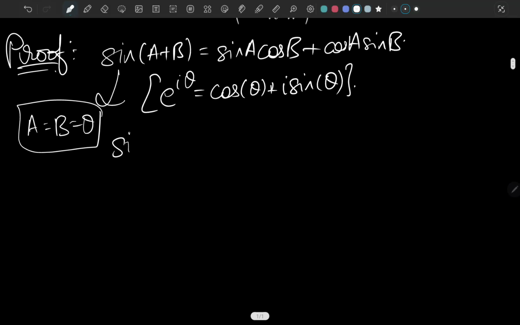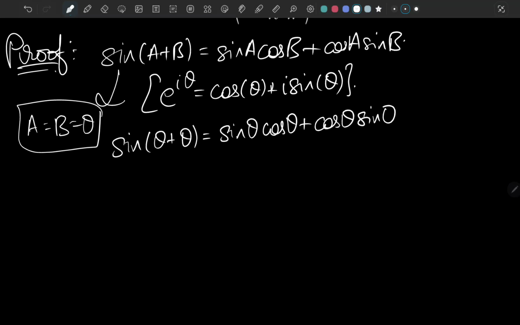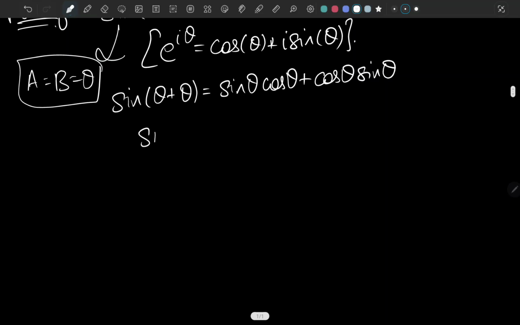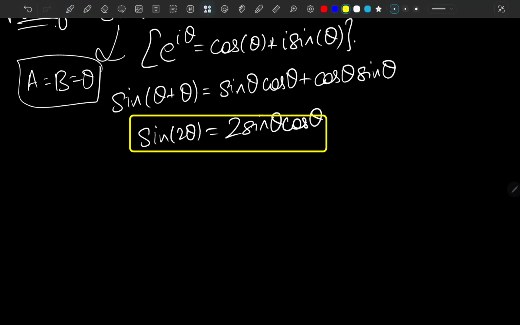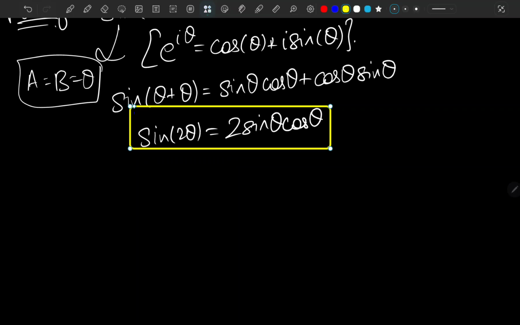So basically we are talking about sine of theta plus theta. If we replace a and b here with theta only, that gives us sine theta cosine theta plus cosine theta sine theta. So on the left hand side we have sine of 2 theta, and when we add them up, that gives us 2 sine theta cosine theta. This is a really amazing identity of the double angle.